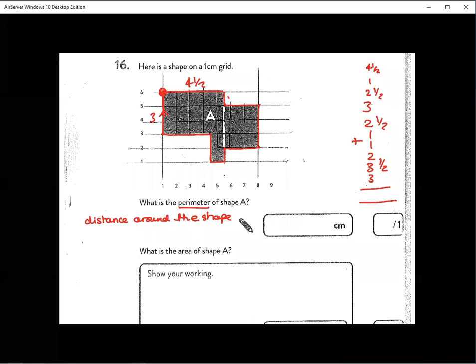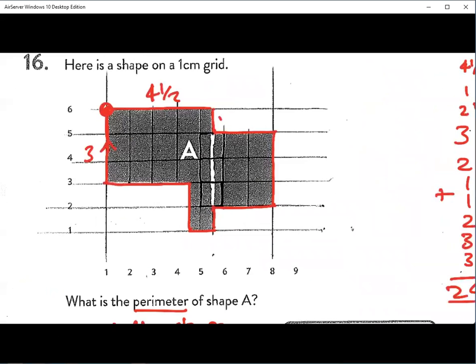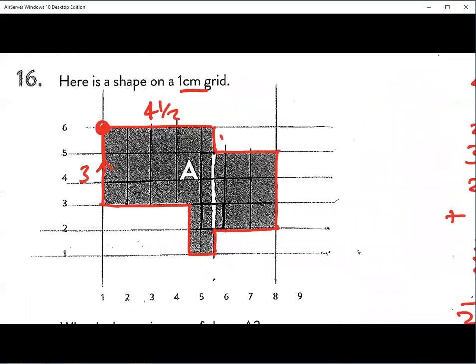Okay, folks, if you add up all these values, we get a perimeter of 24 centimeters, which is the distance around the shape. Now, the next part is asking us to work out the area. For this, we need to physically count the number of boxes, because it's a 1 centimeter grid. So 1 centimeter times 1 centimeter is 1 centimeter squared for the area of one box. I'm going to count them now. Count with me, please. 1, 2, 3, 4, full-size squares. That's 4 centimeters.